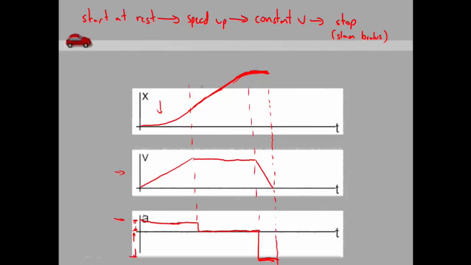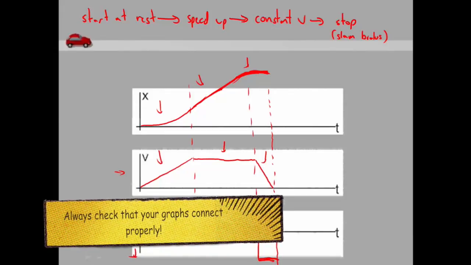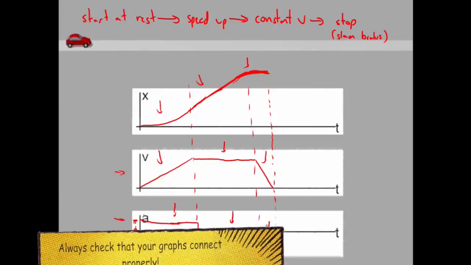So speed up, constant, slow down. All three match up, we're good to go, my friends. That's about as tricky as you're ever going to see, is this idea where there's multiple events occurring and you have to take them all into account.